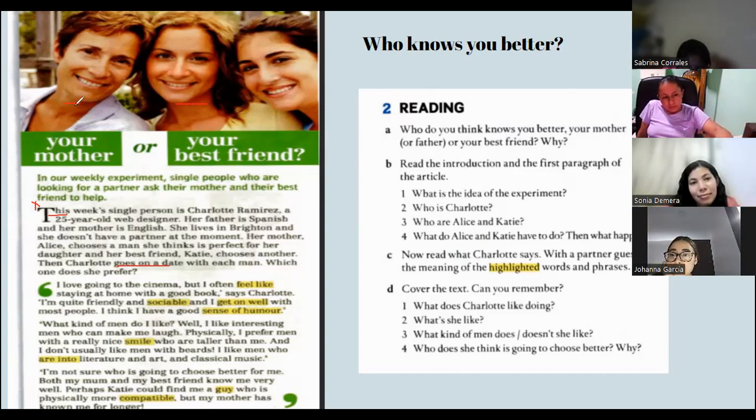So the mother chooses one guy and her best friend is going to choose another guy, and she's going to go on a date with both, and she has to decide which one she likes. Okay, so that's the experiment. So what are Charlotte's ideas about this?